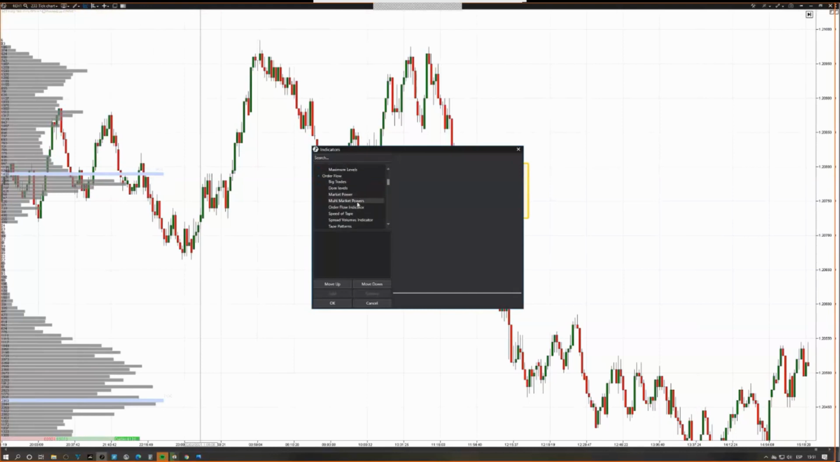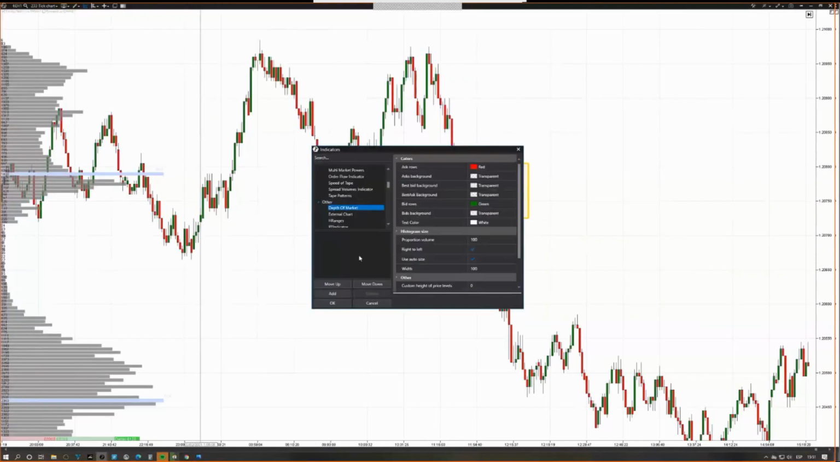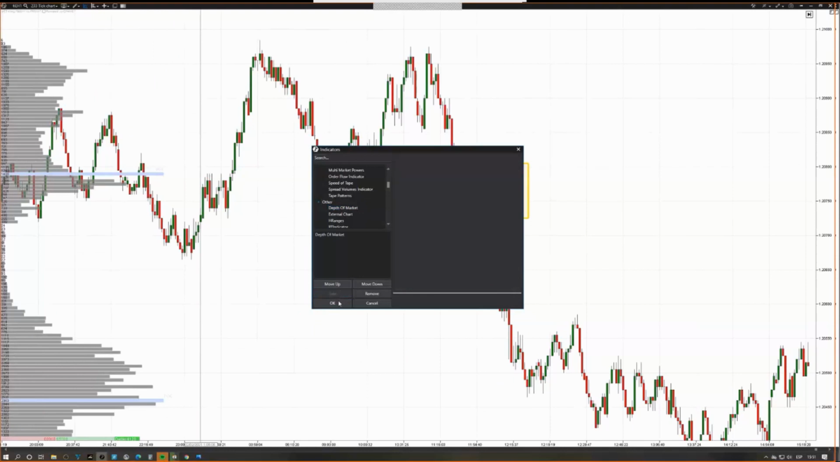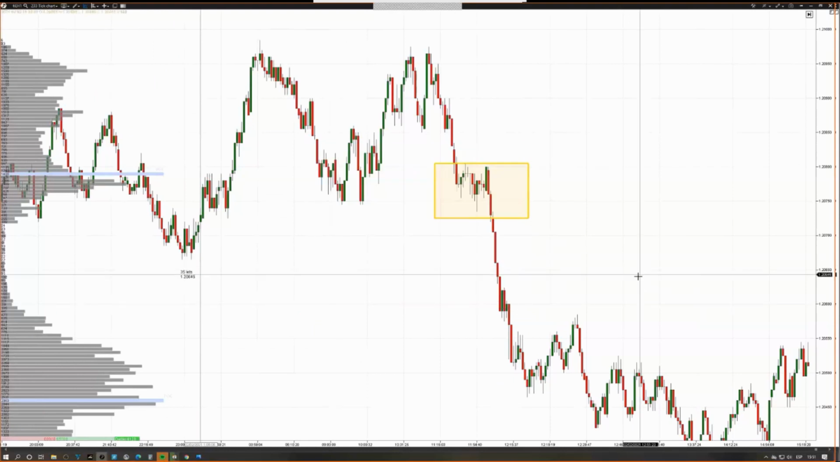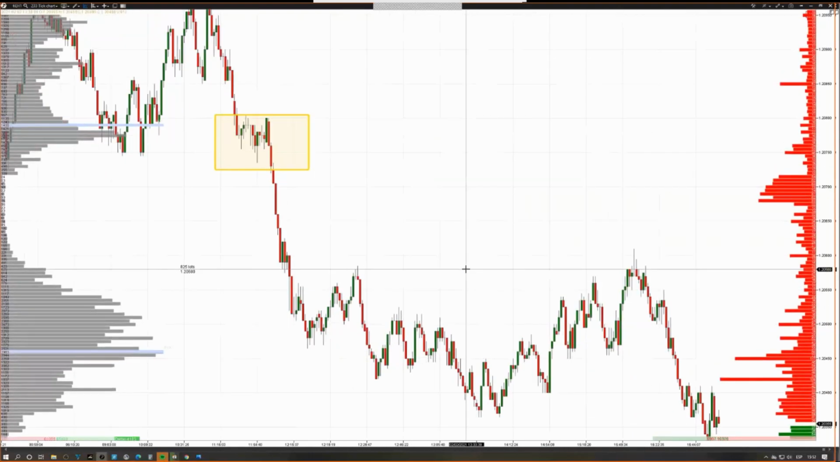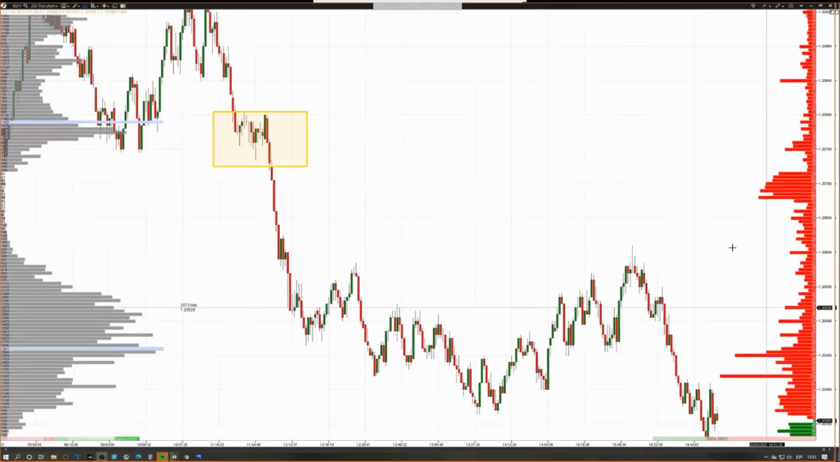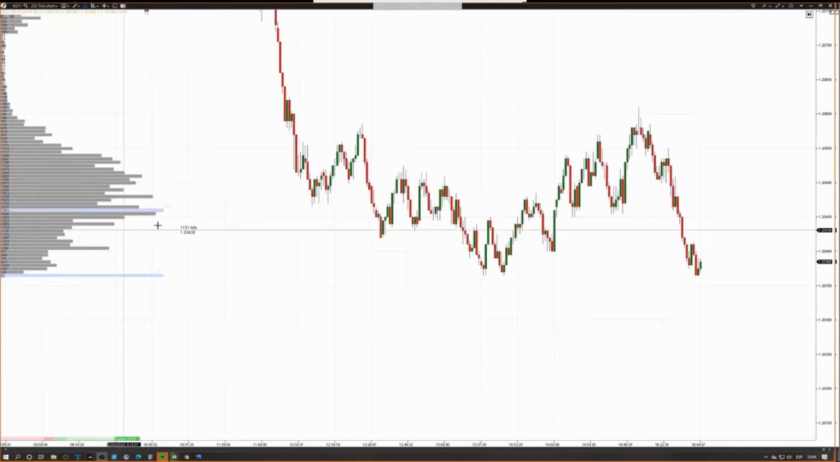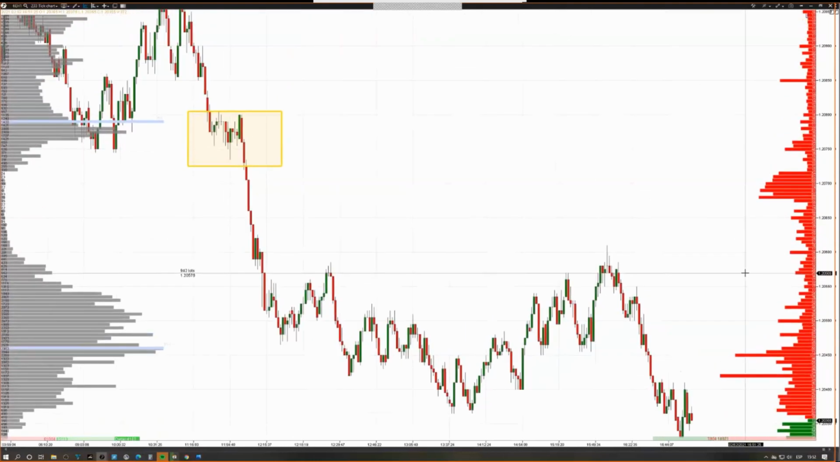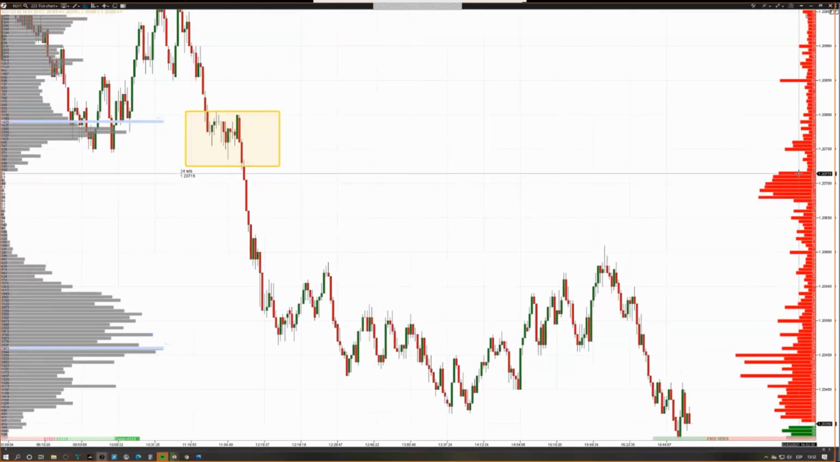Let me just find the indicator I want. Here it is. All right, so now I can see on the right side where the pending orders are and how many pending orders there are. You can see exactly the numbers. You can see this group here, which is very interesting. There's a lot of volume here.